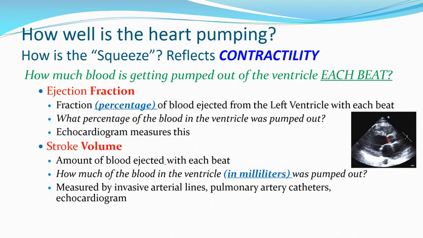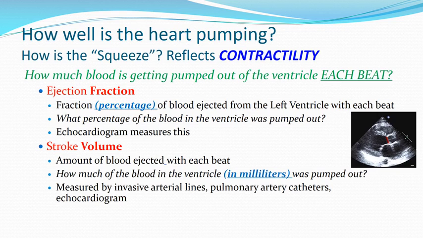We're measuring the amount of blood in milliliters that leaves the left ventricle with each squeeze during systole. Note that stroke volume is the word here. So it's one stroke or one squeeze of the left ventricle that we're looking at. And we get these numbers using a number of different devices.